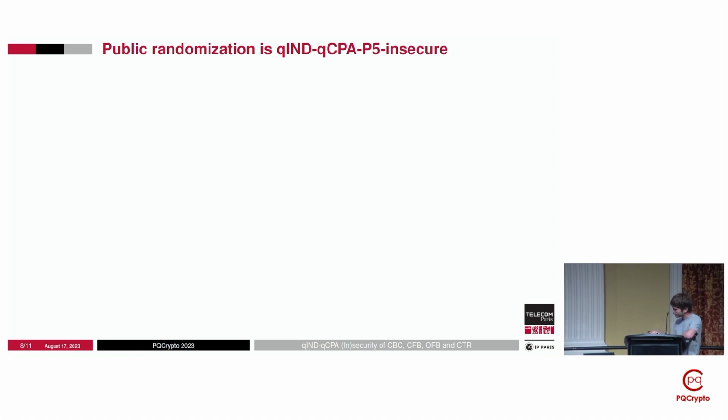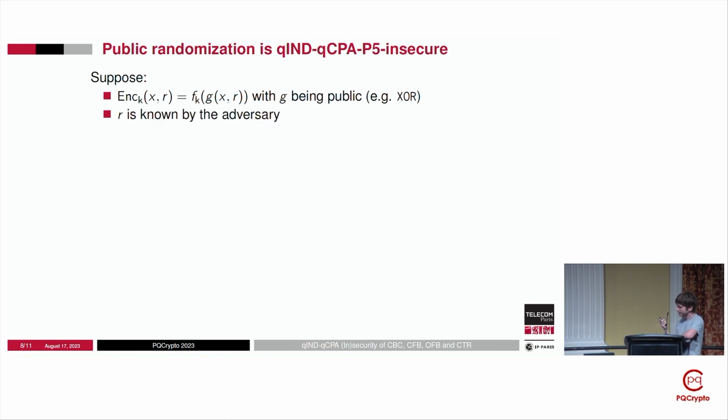So for the qIND-qCPA P5 security notion, we will suppose that the encryption function behaves like this. Parsing this equation might be a bit hard. What this means is that the randomization, because R is the randomization of the encryption, takes place independently of the key, and then you do something with the key. If this is the case, and if R is also given to the adversary, then the scheme is necessarily qIND-qCPA P5 insecure.